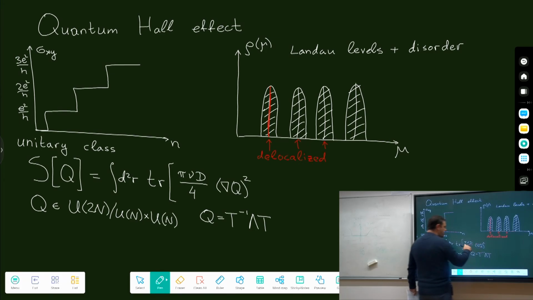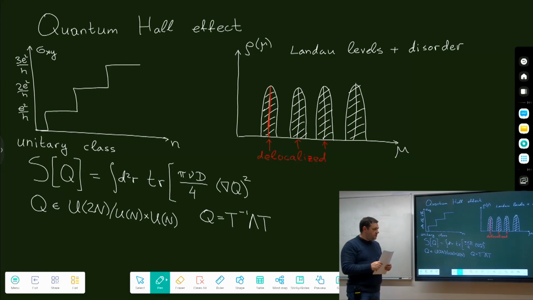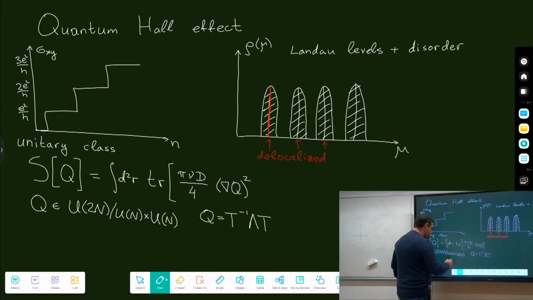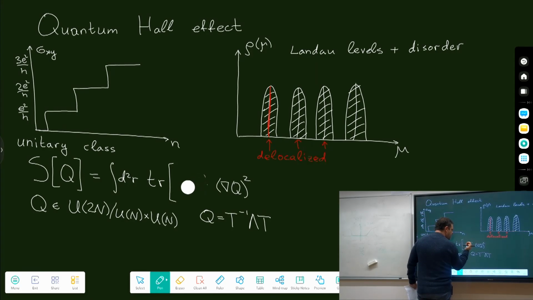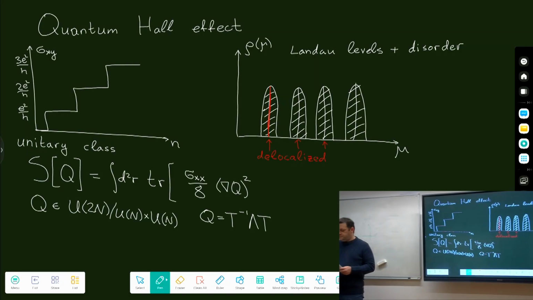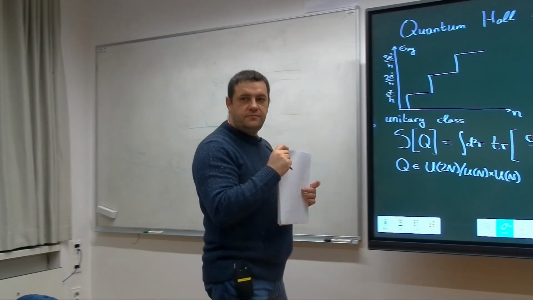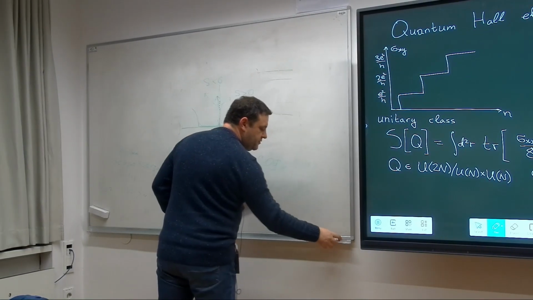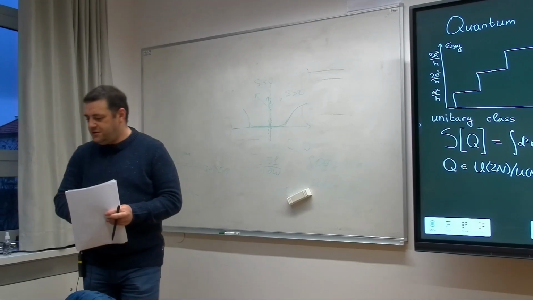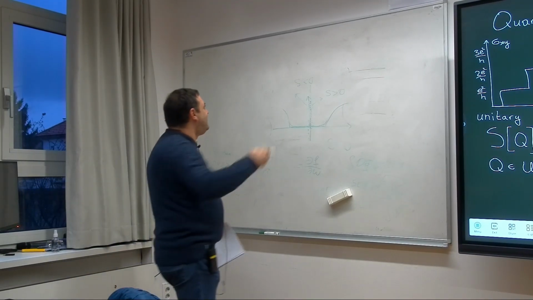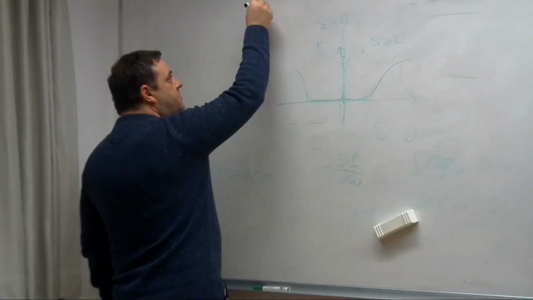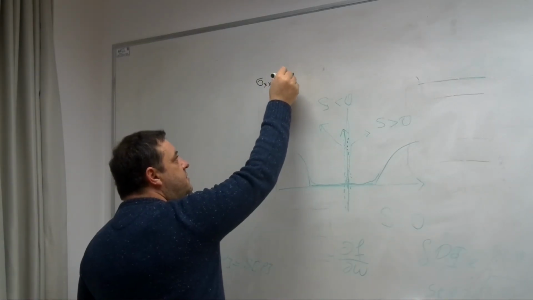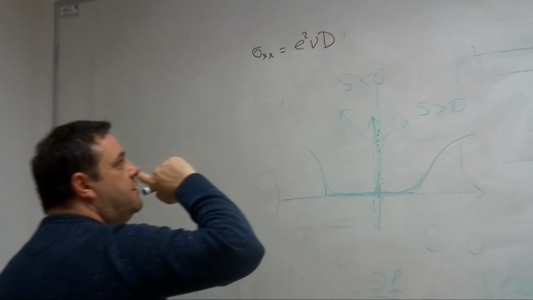So I will rewrite now this prefactor, pi nu d over 4, as sigma xx divided by 8. Just a side note. This is the board for side notes. It's not recorded, so I can write anything here. Sigma xx, it's just the usual conductivity, is e squared nu d, right? This is the Einstein relation.